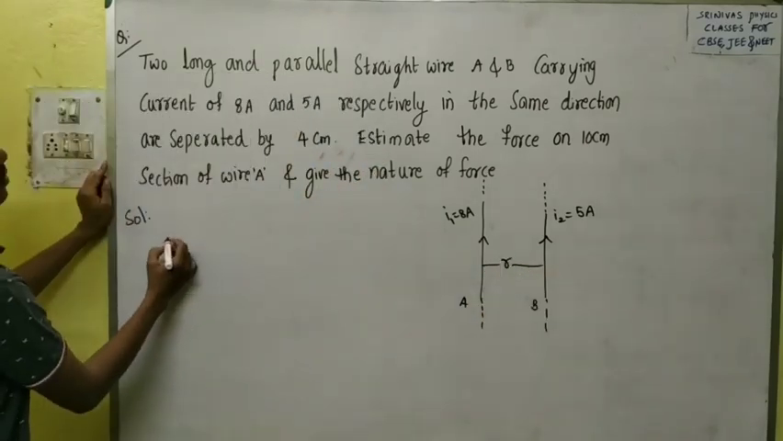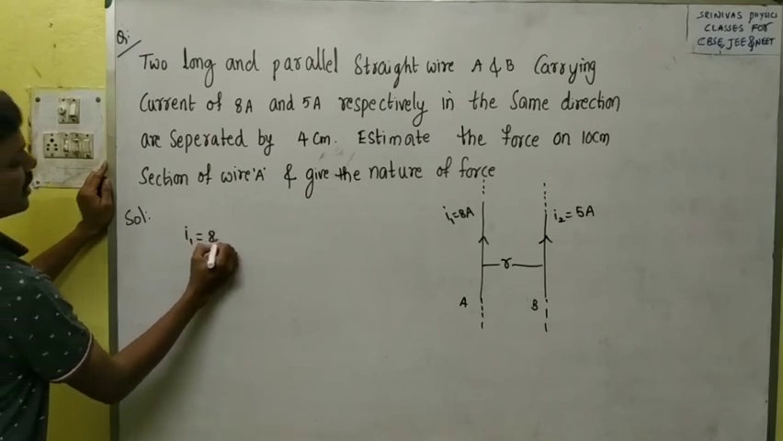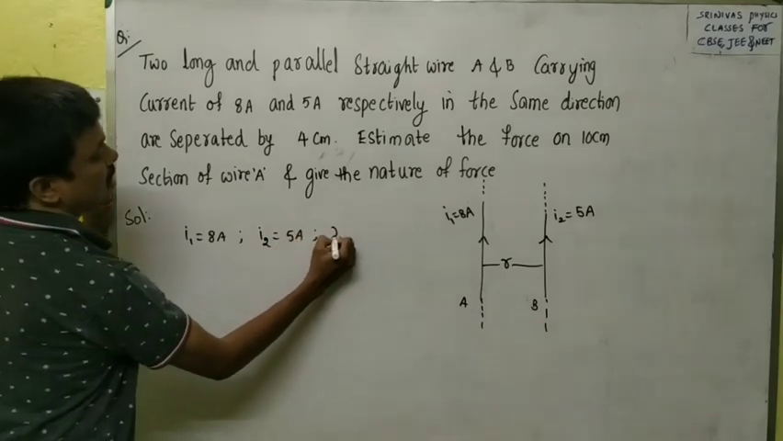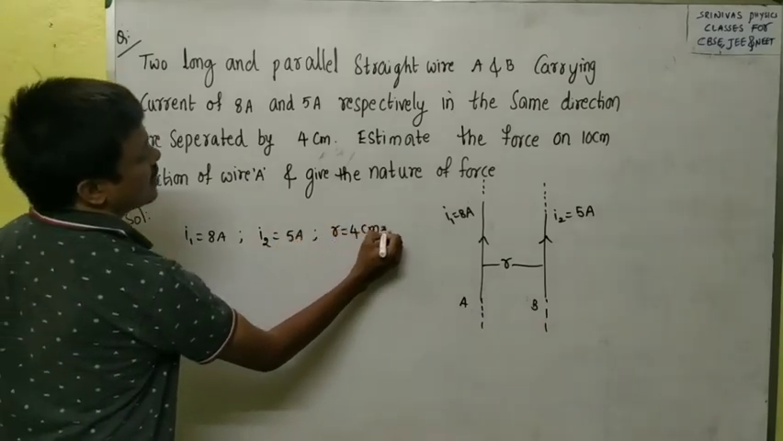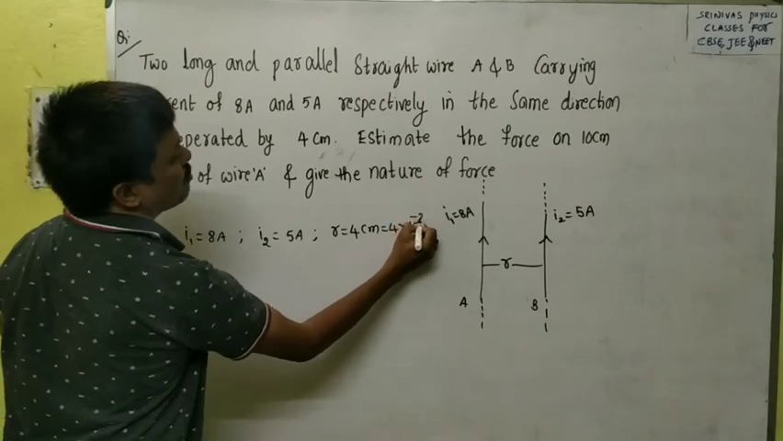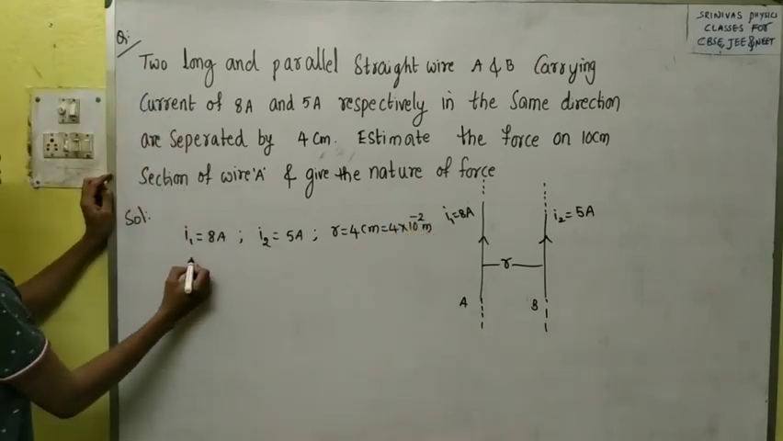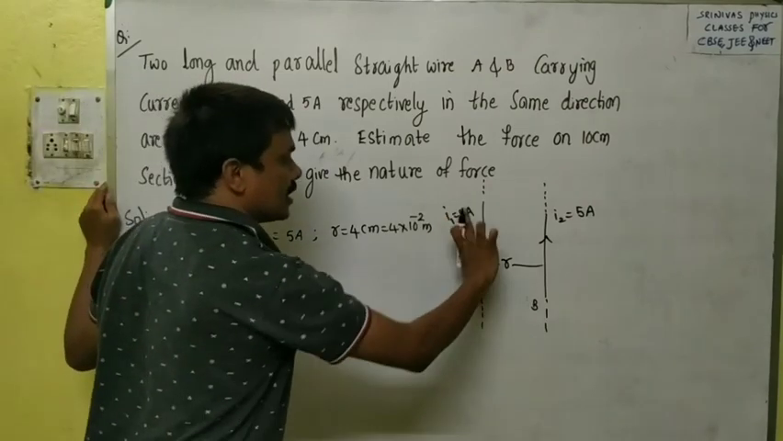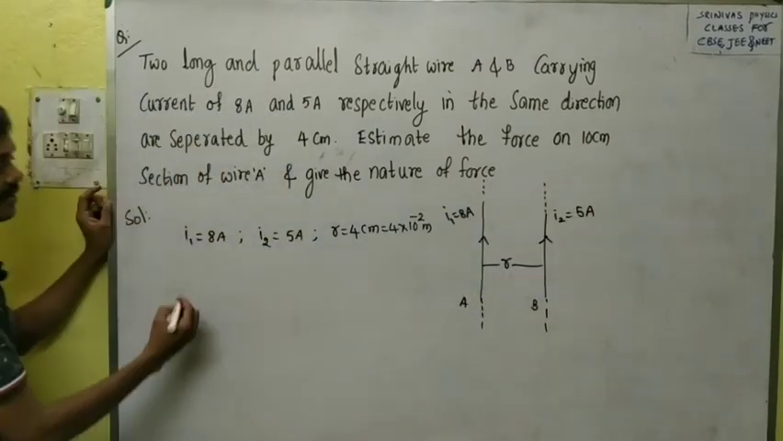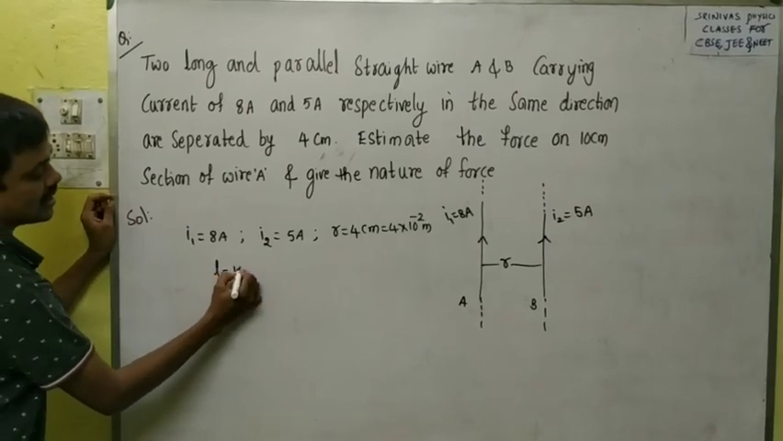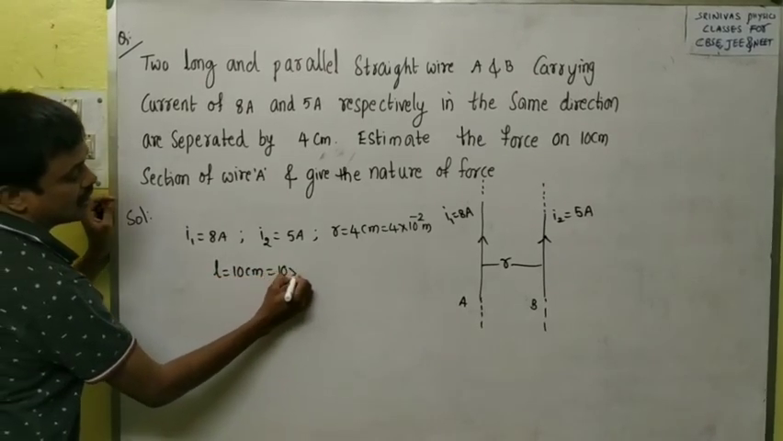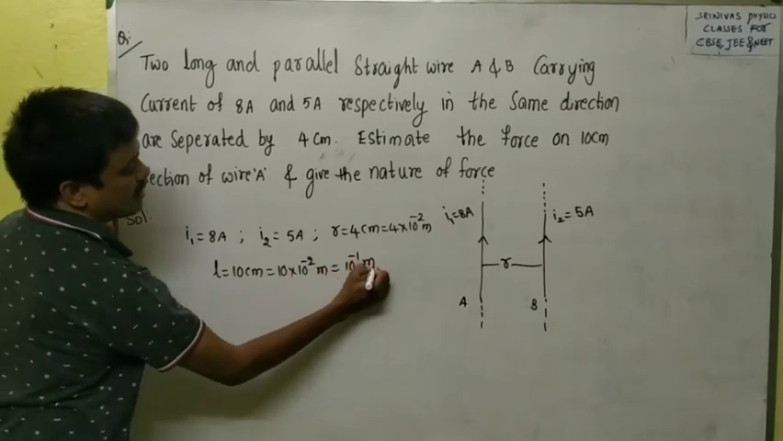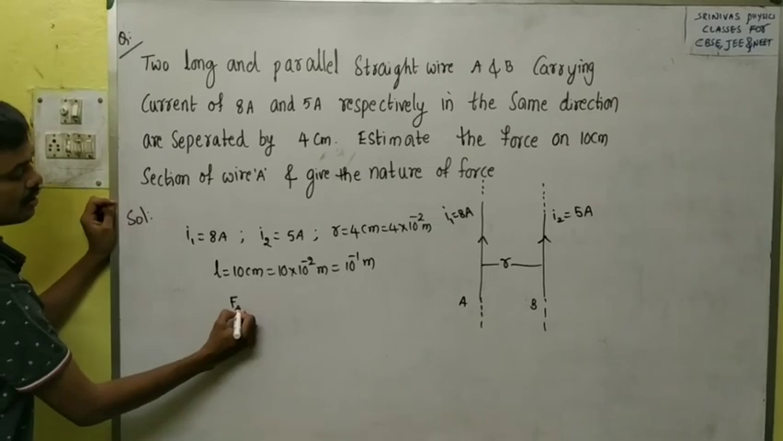What data do they give? Solution: current through first wire 8 ampere, current through second wire 5 ampere. Separation between them is 4 centimeter, that is 4 into 10 to the power of minus 2 meters. Estimate the force on a 10 centimeter cross section of wire A. On wire A, on 10 centimeter length, how much force acts? You can convert this 10 centimeter into 10 to the power of minus 1 meter.